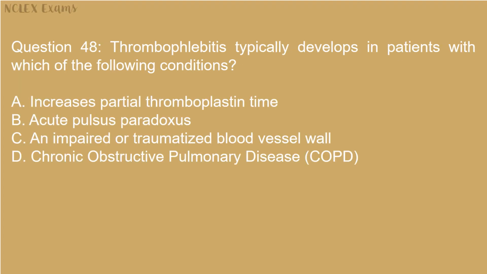Question 48. Thrombophlebitis typically develops in patients with which of the following conditions? A. Increased partial thromboplastin time. B. Acute pulsus paradoxus. C. An impaired or traumatized blood vessel wall. D. Chronic obstructive pulmonary disease, COPD.